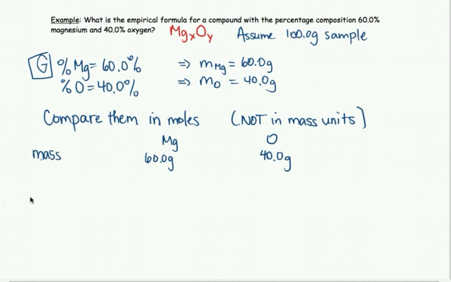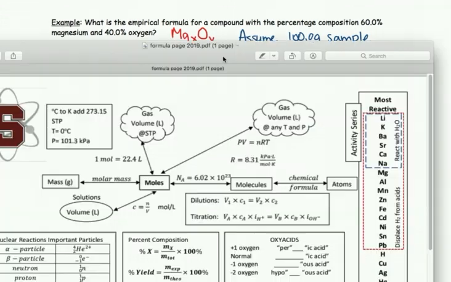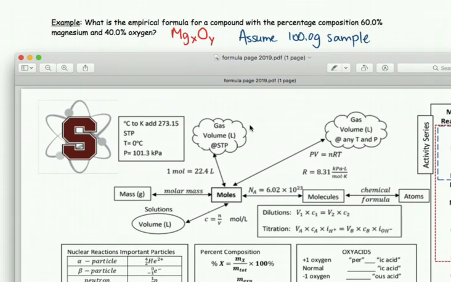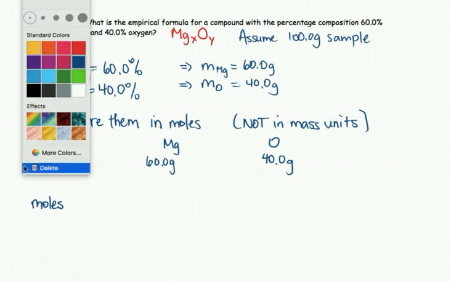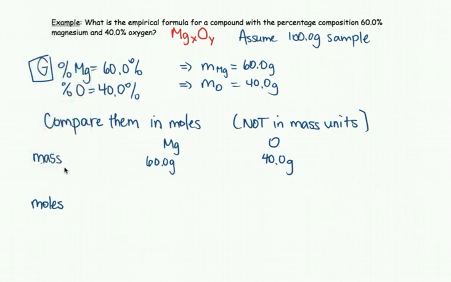So I'll write moles down here. How do we get from mass to moles? That's a little bit of review from before. On our formula sheet, remember we want to go from mass to moles, so you need to use the molar mass, and in this case we need to divide by the molar mass. So let's quickly calculate the molar mass. We know we have to divide by the molar mass here.